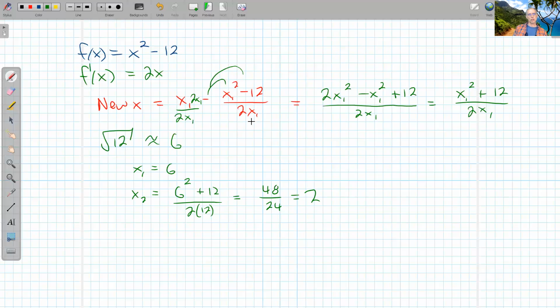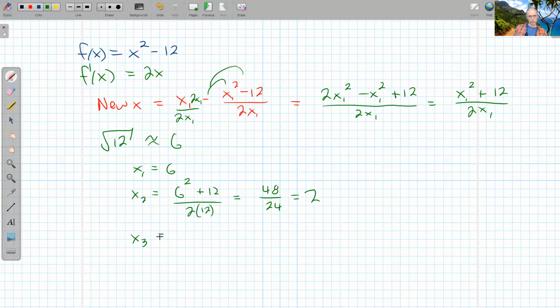x minus f of x over f prime of x. That's definitely f prime of x. No, that looks right. I was just not expecting to get 2 as the next one. All right, let's see what happens. So then we just keep plugging in.